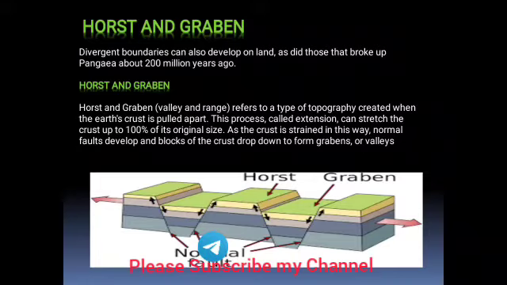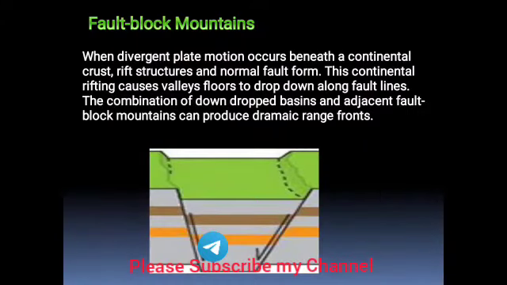When two plates move in opposite directions, due to the extension, the crust can stretch up to 100% of its original size, and in any crust strained in this way, normal faults develop, and the blocks of this crust either drop down or move upward. When the land moves downward, that time a GRABEN is formed. When the land moves upward, it is called the HORST. So due to the divergent boundary, HORST and GRABEN are also formed.